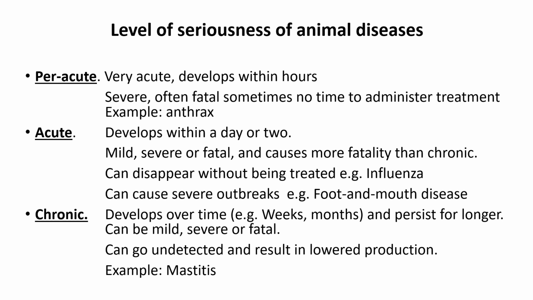Okay, then lastly, level of seriousness of animal diseases. You get three types of seriousness: peracute, acute, and chronic. Firstly, peracute is very, very serious, usually deadly, meaning the animals can die from it. They can develop this disease within a couple of hours, maybe at the most 24 hours. Then if it's not treated, they could die from it in severe cases. So here an example would be anthrax. We are going to look at this disease later on. And you guys have to know an example of a peracute disease, an acute one, and a chronic one.